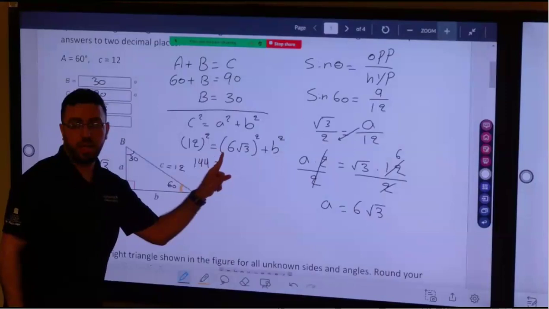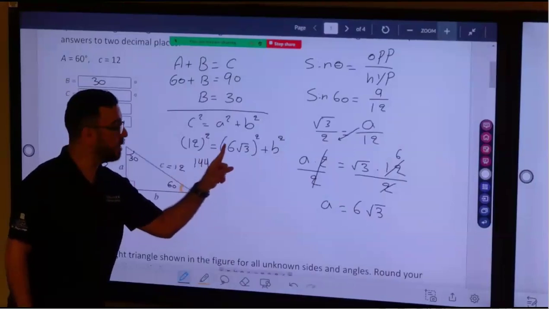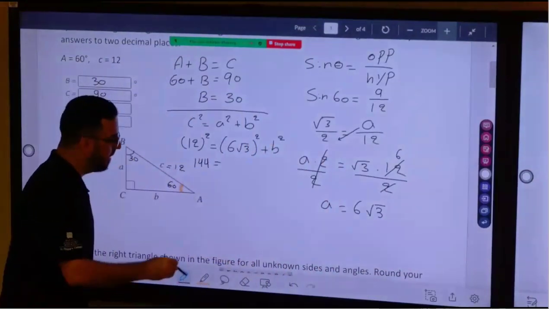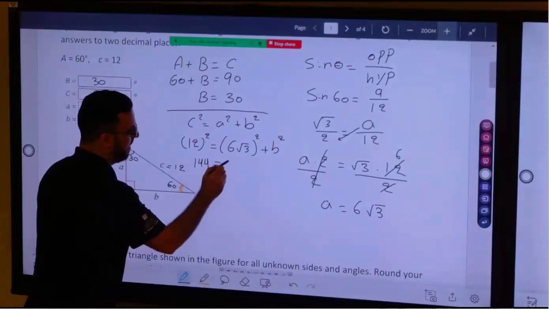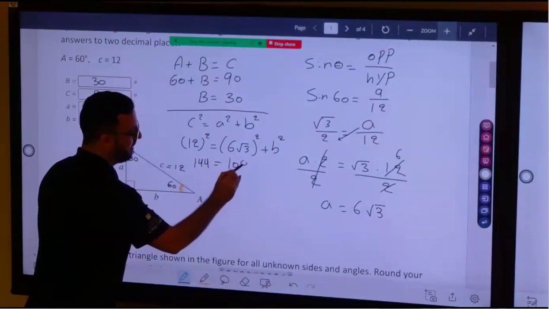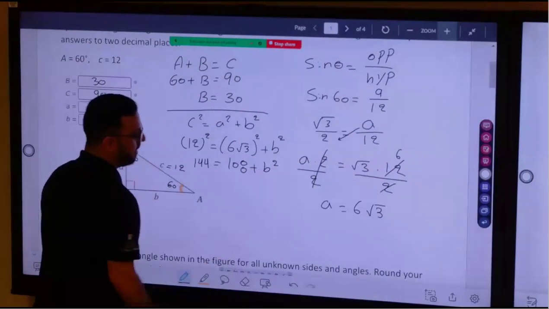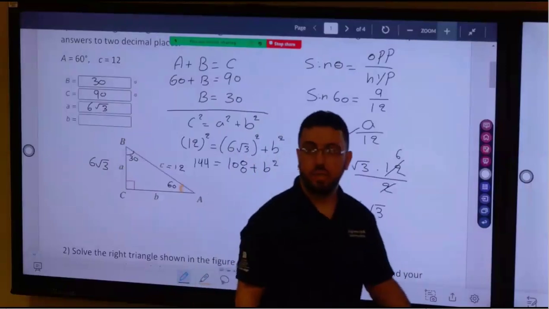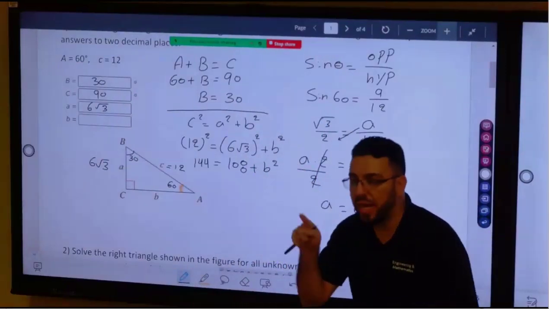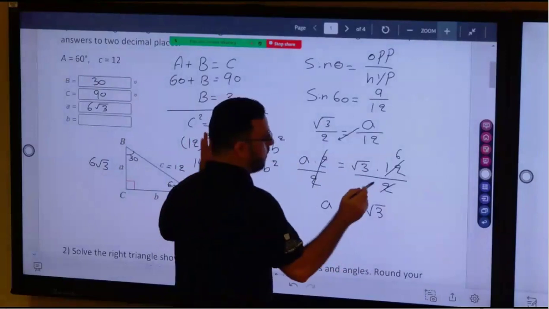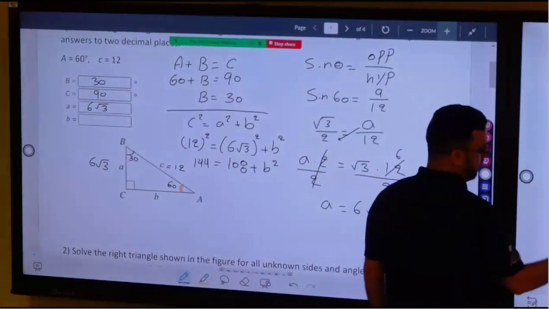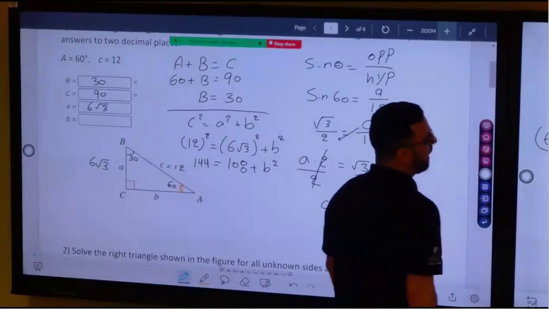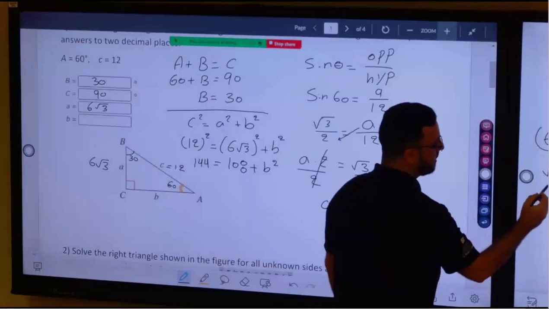6 squared is what? 36. Square root of 3 squared is 3. So 36 times 3 is 108, plus B squared. Now next step. So 6 squared is 36 and then the square root of 3 squared is 3. Everything gets squared, right? You're going to square the 6, 36, and you're going to square the square root of 3.